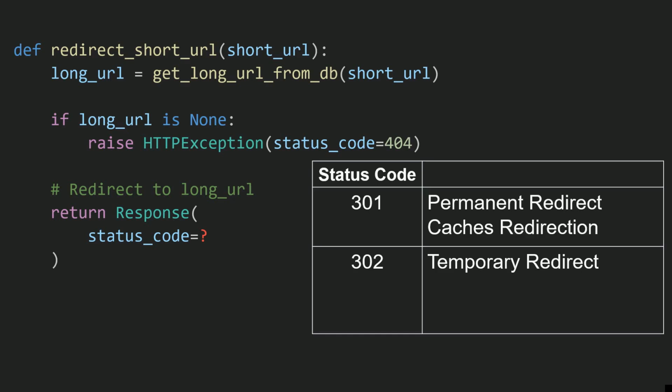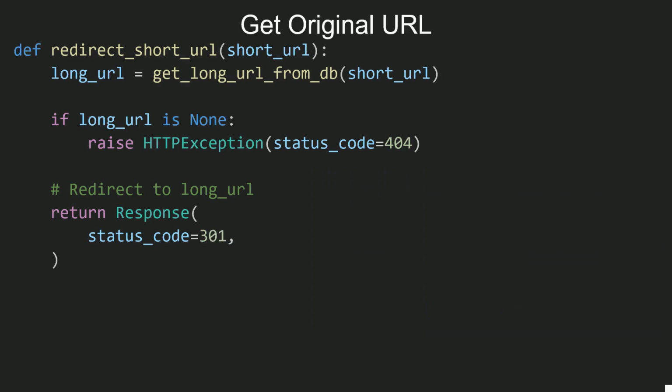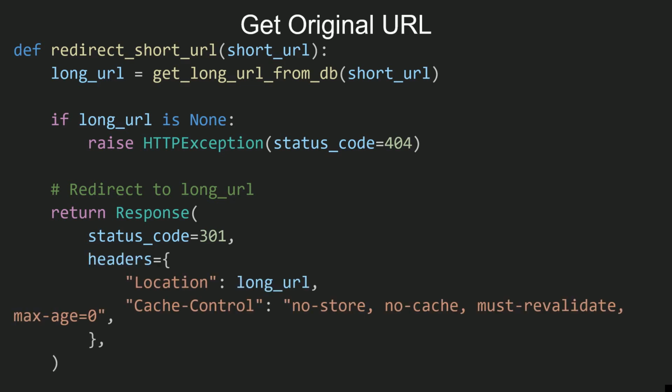A 301 redirect tells the browser to cache the redirection, so future visits to the short URL automatically navigate to the cached long URL without contacting our service. While this improves efficiency, it can limit analytics as we lose the ability to track repeat visits to the short link. On the other hand, a 302 redirect ensures the browser doesn't cache the redirection and sends a new request to our service every time. However, 302 isn't as SEO friendly as 301. We can use a 301 permanent redirect for better SEO while preventing caching by including the cache control header directives like no-store, no-cache, must-revalidate, and max-age=0. Now, this approach ensures accurate tracking.